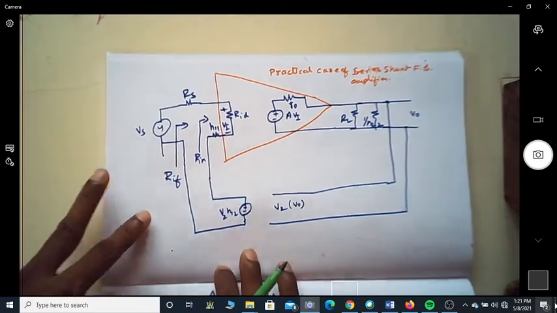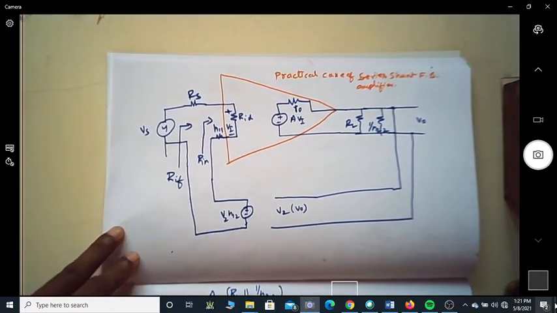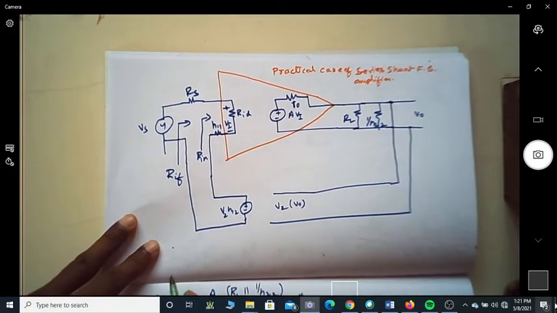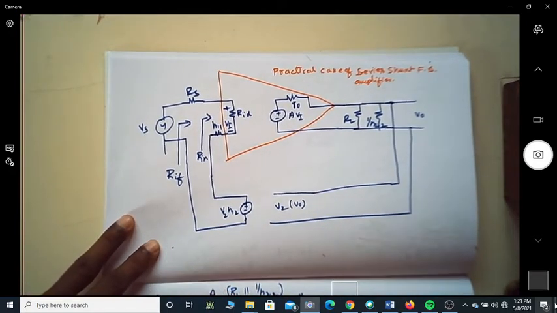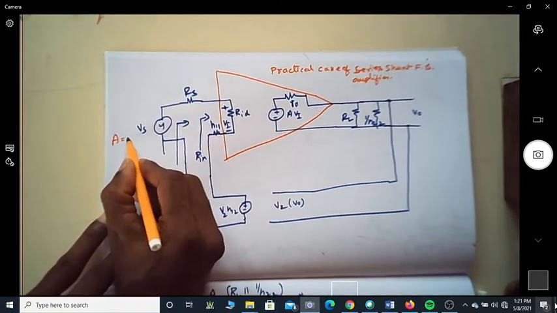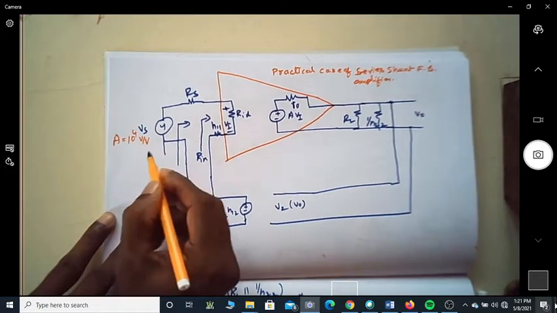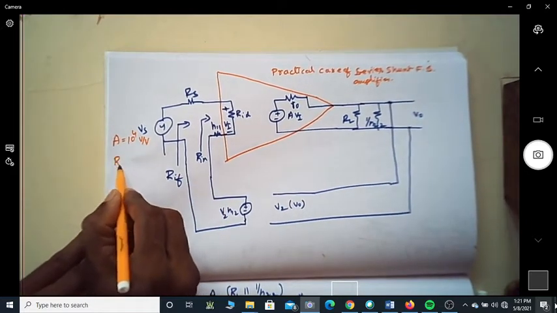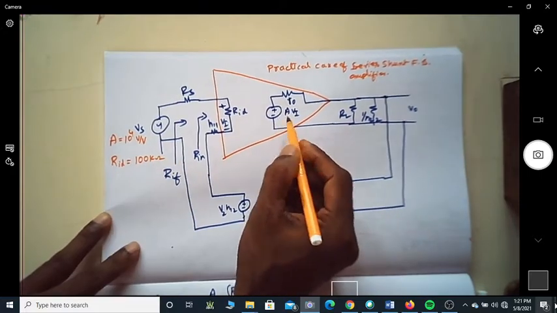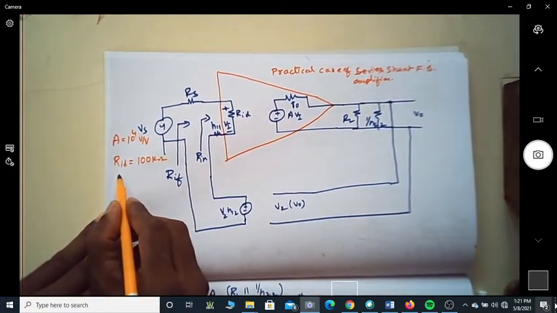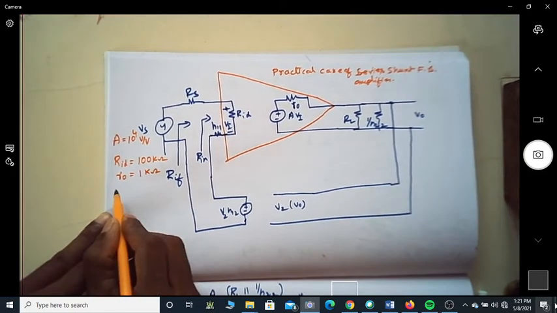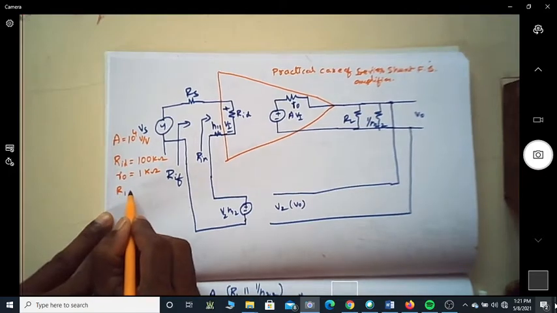Before that, let us take some typical values of this amplifier for understanding its effect. Let us assume that A naught of this amplifier, that is the open loop gain, is 10 power 4 volt per volt, the input impedance, this RID, is around 100 kilo ohm, and the output resistance is 1 kilo ohm. And let us assume the feedback resistance R1.